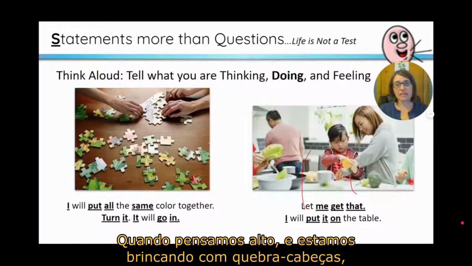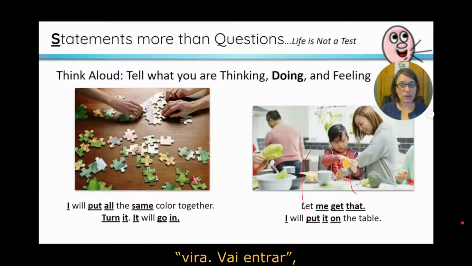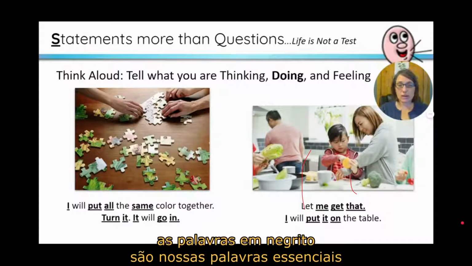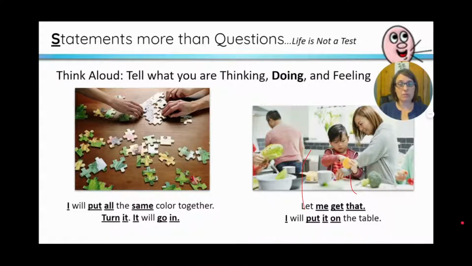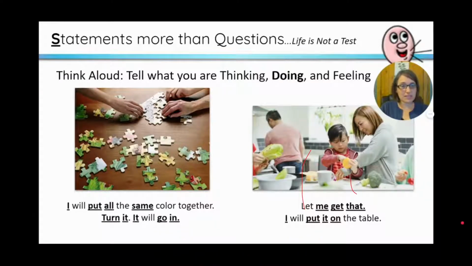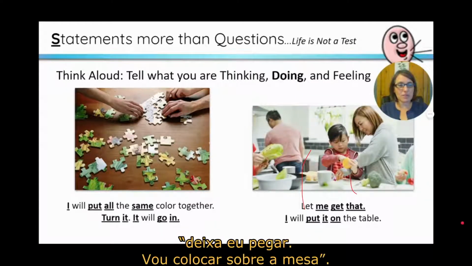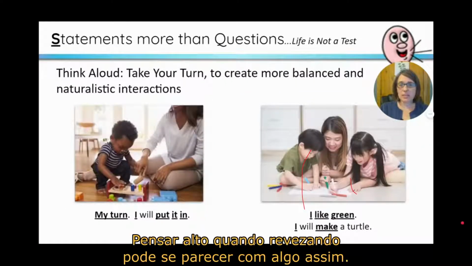When we think aloud, and we're playing a puzzle, we might say, I put all the same color together. Turn it, it will go in. Those bold words are our core words, and those are the words that are readily available on most robust communication devices. In the second picture, mom is helping with food prep, and she reaches through and says, let me get that. I will put it on the table. So just self-talk.